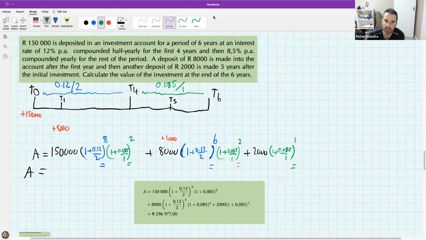I'll just recap. So step 1 was to make a timeline. Step 2 was to have the different amounts entering into the timeline at different points. Step 3 was to calculate how the growing happens for 150,000. Then the growing happens for 8,000. Then the growing happens for 2,000. And so that was kind of the process. Now, if you're feeling a bit overwhelmed by tonight's lesson, remember we are going to do the same thing in the next lesson.